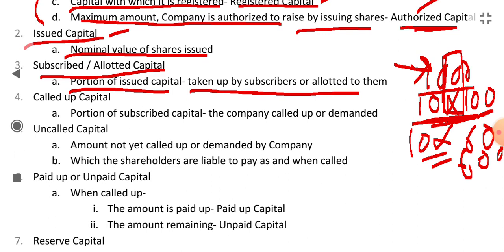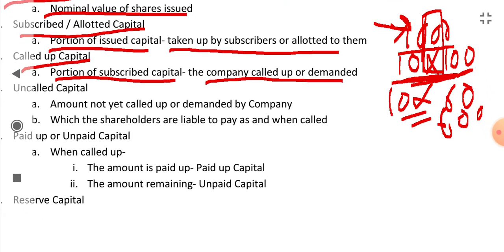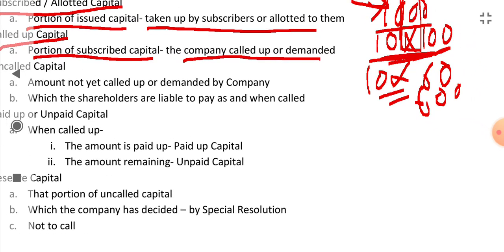What is called up capital? The portion of subscribed capital the company called up or demanded. As we have seen in the previous video, there is no need that the whole amount has to be paid at the beginning only. The subscribers can pay an application fee or some amount at the time of allotment, and they can pay the remaining amount later.